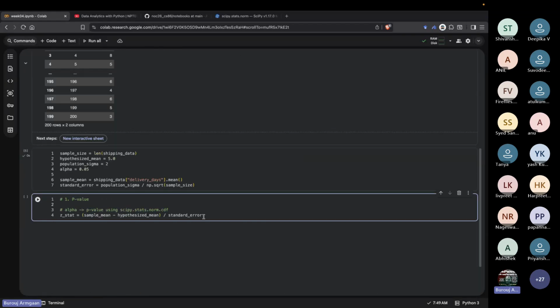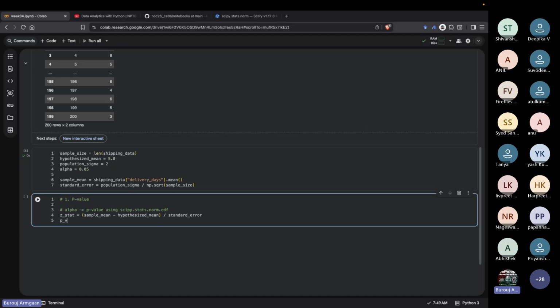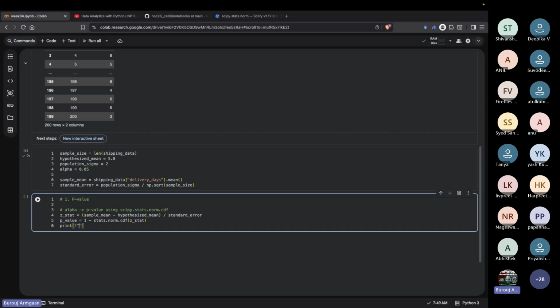So to calculate the p-value, we would say stats dot norm, the normal distribution, give me the CDF value at the Z star. This would give me the area on the left side of the curve. Since I want it on the right side of the curve, we subtract this part from 1. So this gives us the p-value. We can also print this. We can say our p-value is equal to this much.